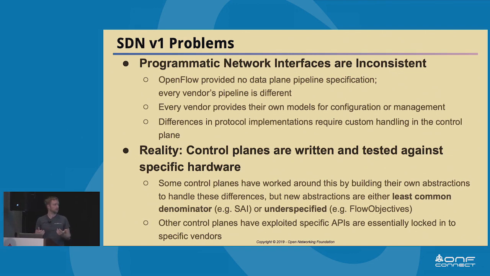For example, ONOS used something called flow objectives, which used an underspecified pipeline definition that we tried to map down to real hardware. Others used a least common denominator approach, like SAI, the Switch Abstraction Interface, which is a pipeline model that's relatively simple, but common across a lot of targets. Other control planes are typically built directly against vendor-specific APIs, and that locks them into those vendors.